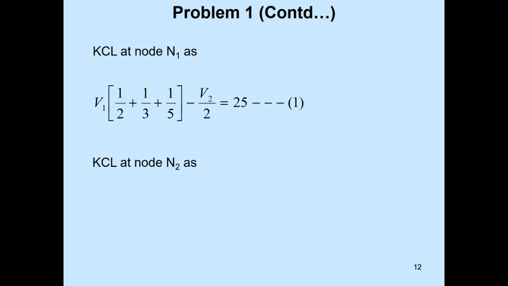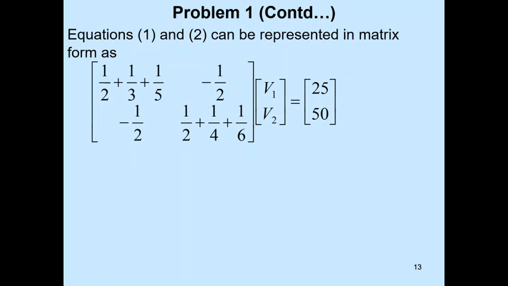The second nodal equation is minus V1 by 2 plus V2 times (1 by 2 plus 1 by 4 plus 1 by 6) is equal to 50. So these are the two node equations, and now they can be arranged in matrix form. The first equation's coefficients form the first row and the second equation's coefficients form the second row.